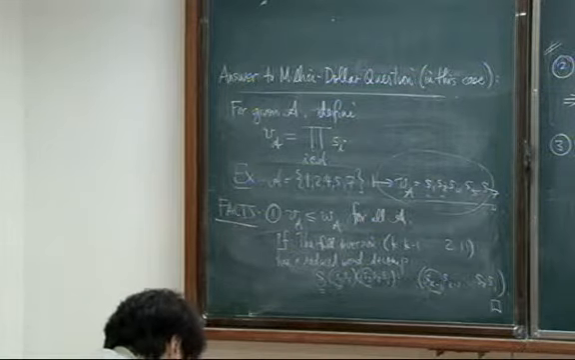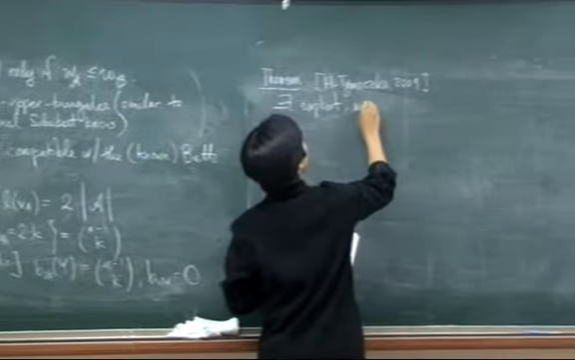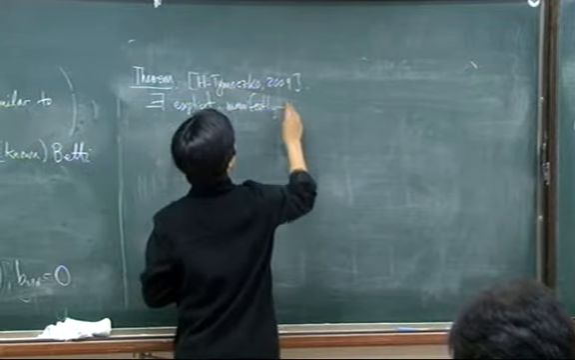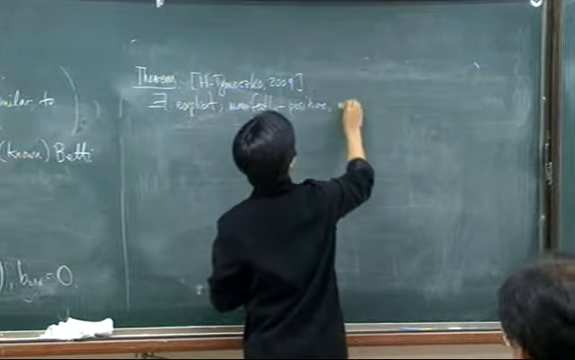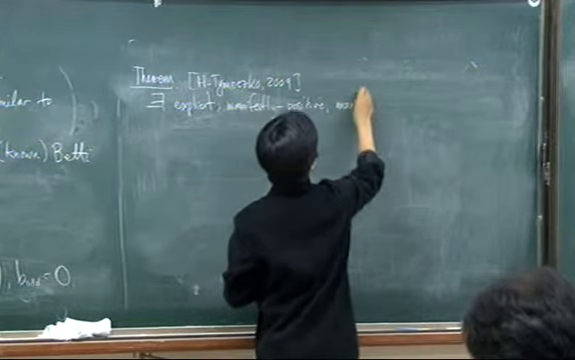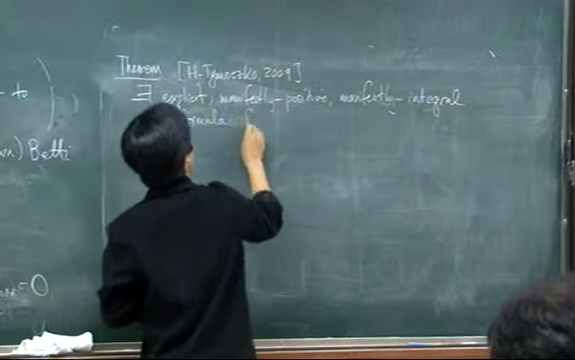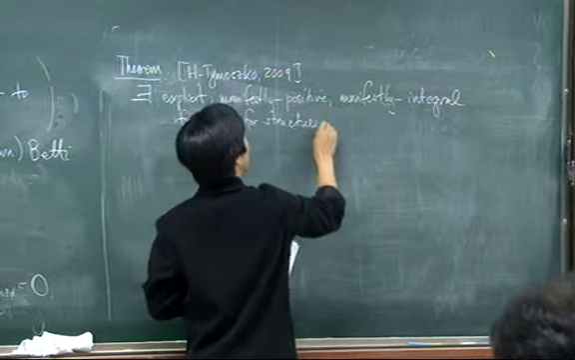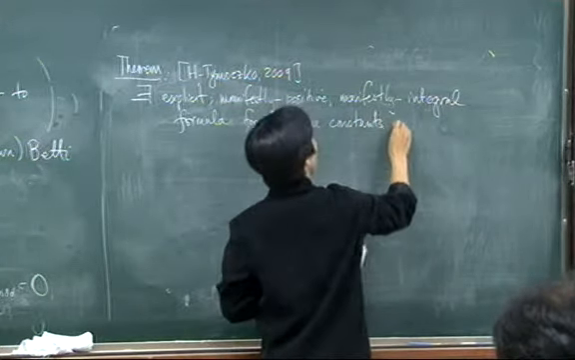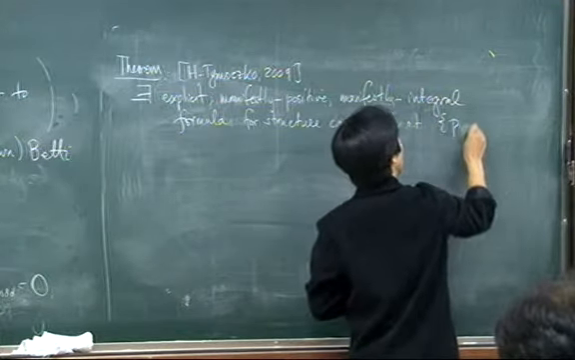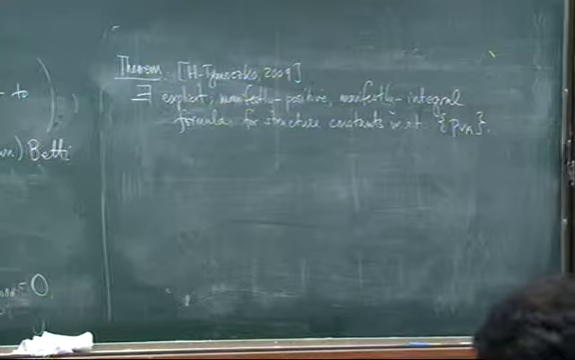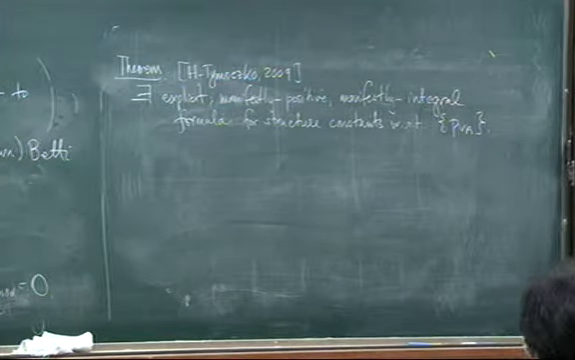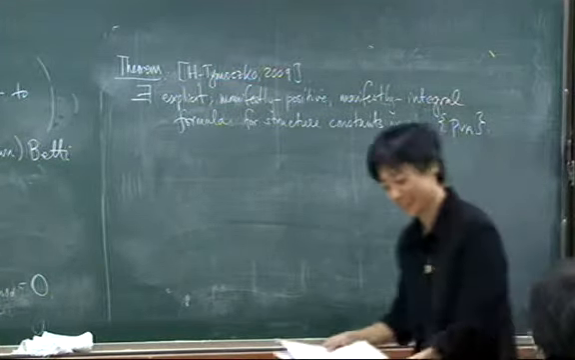Okay, so let me simply say there exist explicit, manifestly positive, manifestly integral formulas for structure constants. I will not write it out now, but please look. It's very simple, really, because you're just playing with power sets. I mean, playing with subsets. So it turns out to be quite simple.